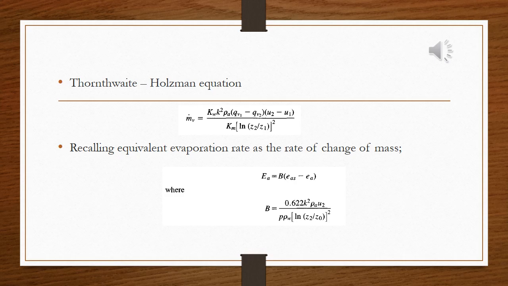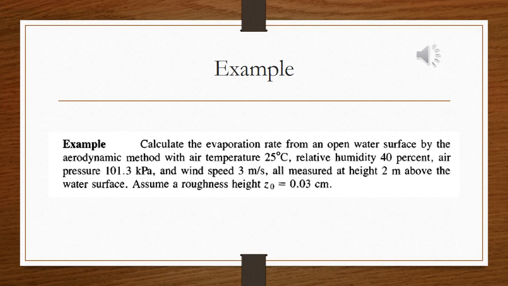Okay, we are going to calculate the evaporation rate using the aerodynamic method. Again, the air temperature is 25 centigrade degree. The relative humidity is given here as 40%.